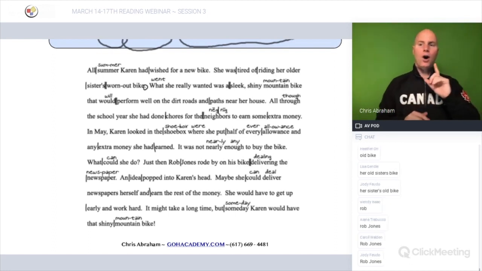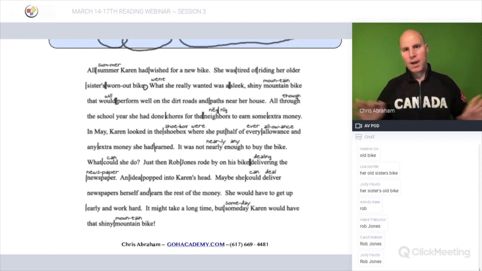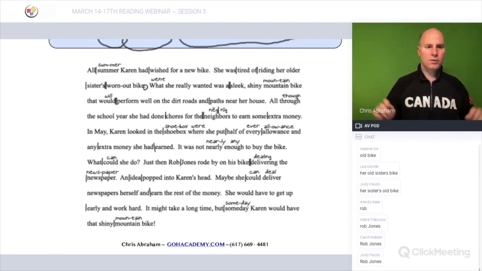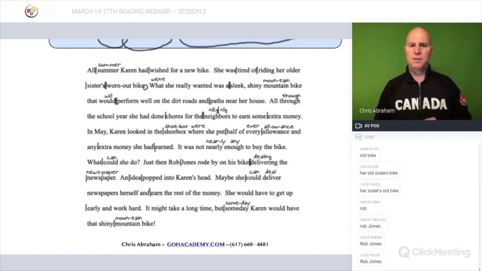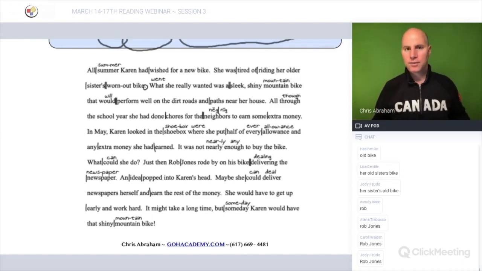Okay. Always read the story first to yourself real quick. Because if you read the story how it's meant to be read: all summer, Karen wished for a new bike. She was tired of riding her old sister's worn-out bike. What she really wanted was a sleek, shiny mountain bike that would perform well on the dirt roads and paths near her house. You read it to yourself. Then you go back. And now things are going to start to pop.